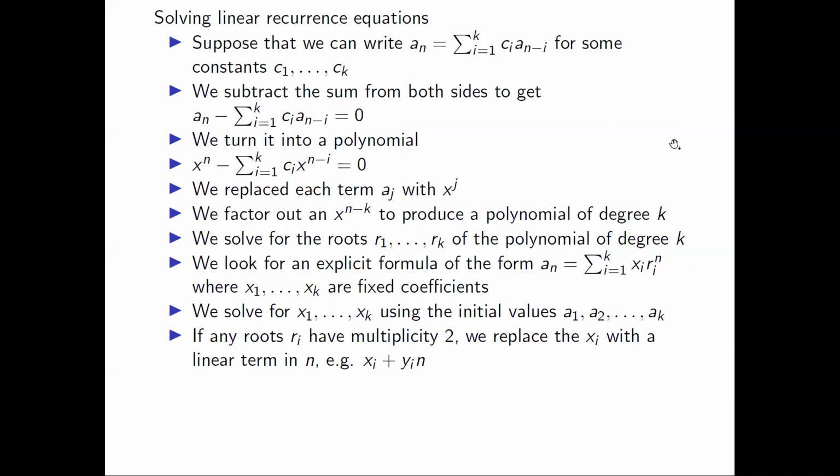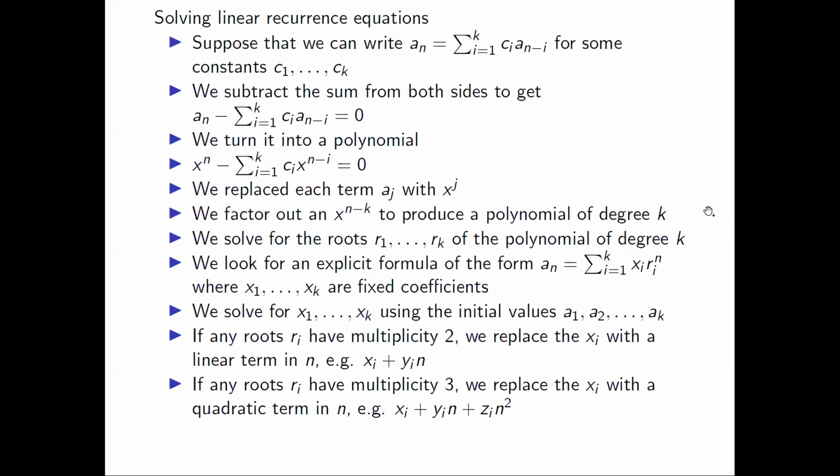So what happens if we have some repeated roots? For example, if we have some root r sub i of multiplicity 2. In that case, instead of having an x sub i times r sub i to the n, we replace the x sub i with x sub i plus y sub i times n. In other words, we replace the x sub i with a linear term in n. So the x sub i times r sub i to the n becomes an x sub i plus y sub i times n, that whole quantity times r sub i to the n. We'll see some examples with one of those.